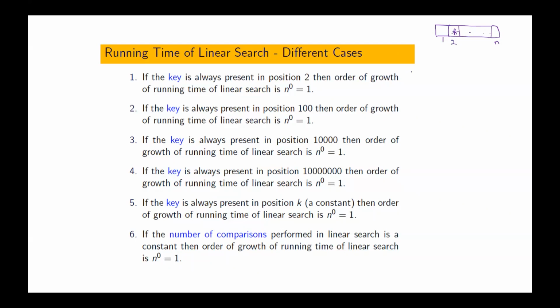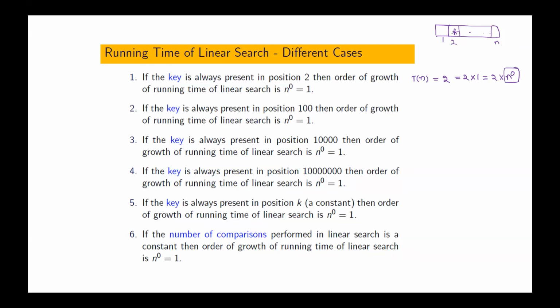So irrespective of the value of n, T of n is 2. 2 can be written as 2 into 1, which is 2 into n power 0. What is its order of growth? It is constant. N power 0, that is constant. N power 0, that is 1.